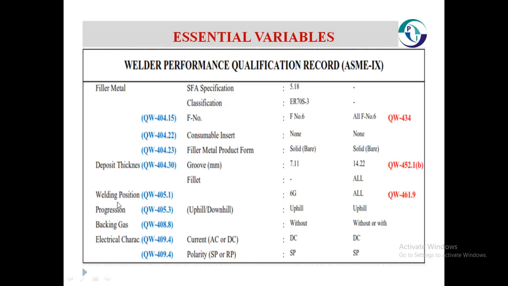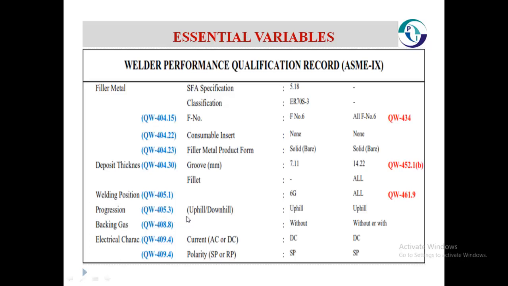Next is the welding position. As per QW 405.1, the addition of a position from the qualified one is an essential variable. To check the positions data, we can review QW 461.9 of ASME Section 9. In our case, the test coupon is welded in the 6G position, so the welder qualification will be for all positions.